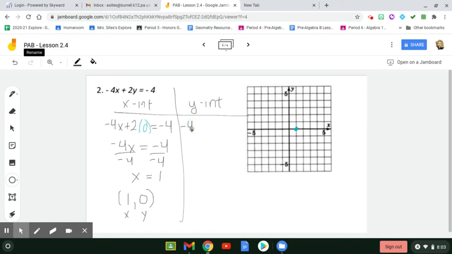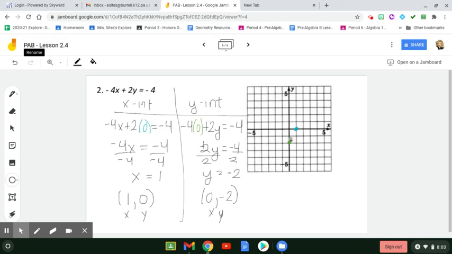So -4 times 0, right? Because you want the y-intercept or the y value left over. So -4 times 0 is 0. So I still have that plus 2y equals -4. I'm going to divide both sides by 2, and I get y equals -2. So again, my x value is 0. My y value is -2. Okay, so that means the y-intercept is at -2.